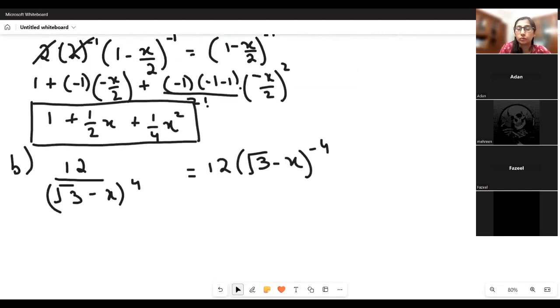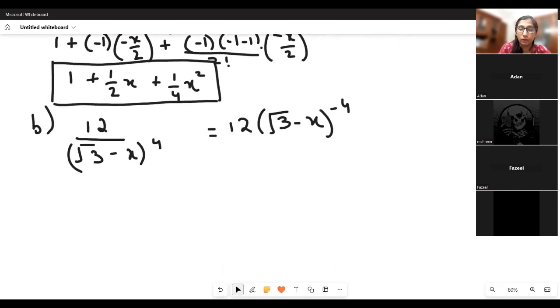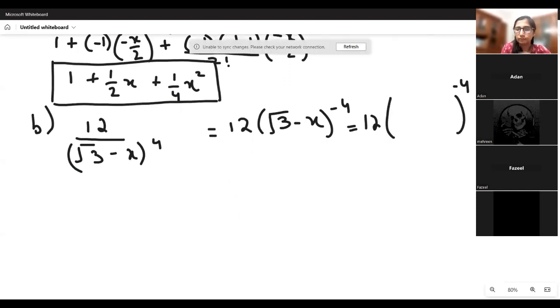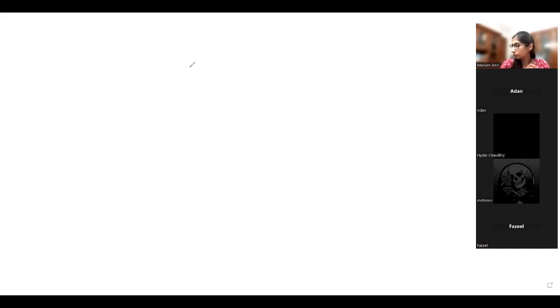Now we have to make the first term 1. So inside the bracket, what we'll do is take square root of 3 common. So where were we? We had 12 here, and then square root of 3 had come outside. And when square root of 3 comes outside, we get 1 minus x upon square root of 3. And the power was minus 4. Let me confirm if this was the question.